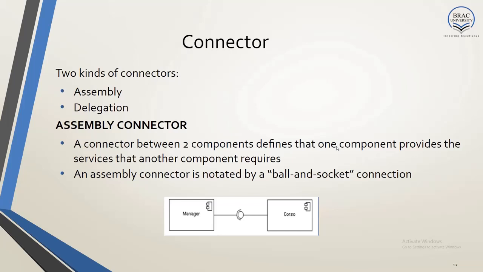Now let's look at connectors. Connectors may be of two types. One is the assembly connector, another is the delegation connector. The assembly connector, we have already looked at it. Assembly connectors are basically the ball-socket notation, where a component requires and another component provides the same interface, and they are joined together through an assembly connector. So this is an assembly connector, and this is a ball-socket. This connection is called a ball-socket connection.